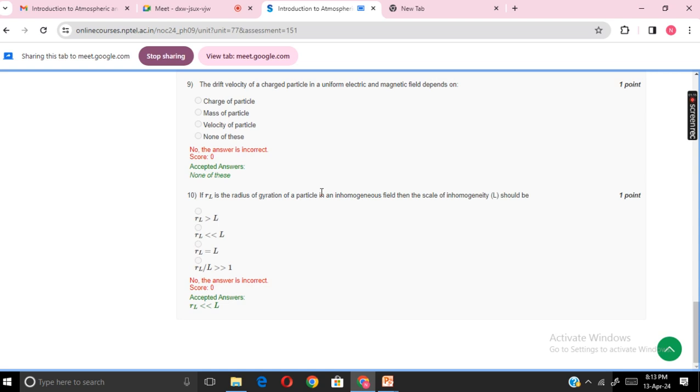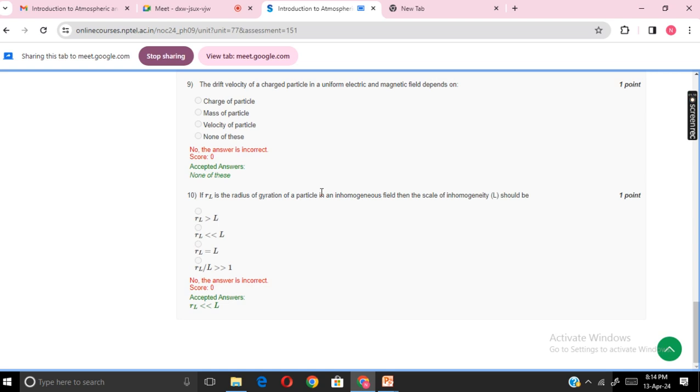And now the final question. If RL is the radius of gyration of a particle in an inhomogeneous field, then the scale of inhomogeneity L should be. So till now we were discussing how a particle will behave in a uniform electric and magnetic field. Now we have discussed in the presence of an inhomogeneous magnetic field how the particle will behave. So we introduced a term which is known as the scale of inhomogeneity for simplicity, and we said that the radius of gyration of the particle that we are considering should be very much less than the scale of inhomogeneity.